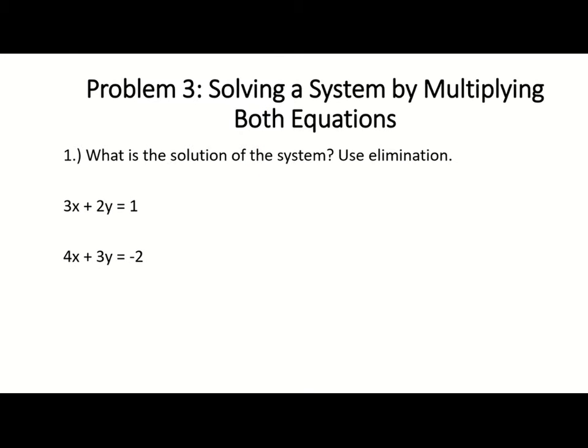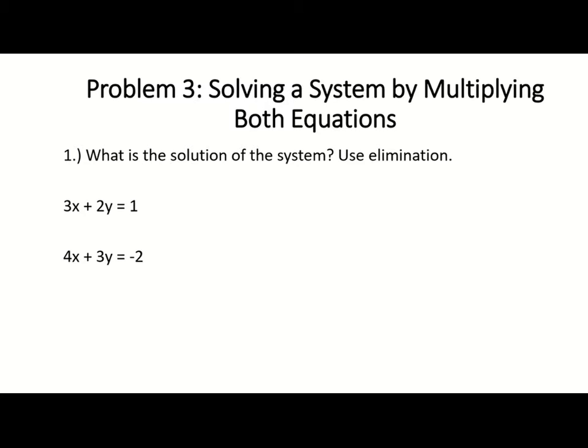Next, we're going to look at problems under problem 3, solving a system by multiplying both equations. So multiplying one equation is not going to get the job done this time. I'm going to need to multiply both equations to get an x or y to cancel out. So let's look at number 1 that says solve the system having 3x plus 2y equals 1 and 4x plus 3y equals negative 2. So what I want to do, if I look at my x's, I have a 3x and 4x, which don't cancel out, nor do they have a nice relationship. And I have 2y and 3y, which don't cancel out, and they don't have a nice relationship.